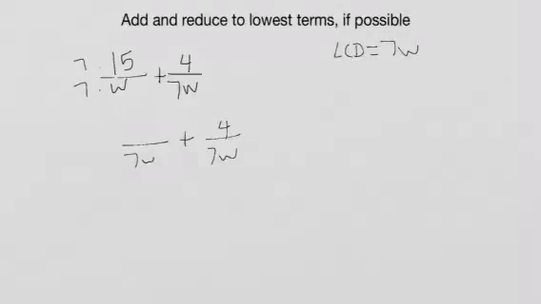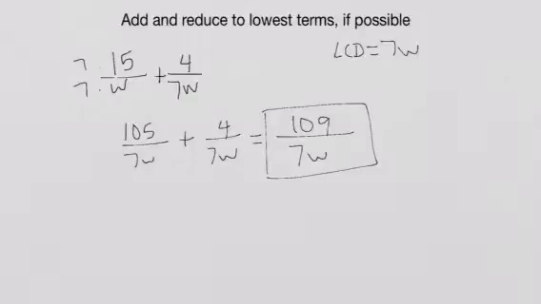So then I also have to multiply the 15 by 7. That's going to give me 105. Now we have a common denominator, so I'm ready to combine the two. So 7w on bottom, 105 plus 4 is 109 on top. You can try to simplify that, but that is as far as we can go. And so that is my final answer.